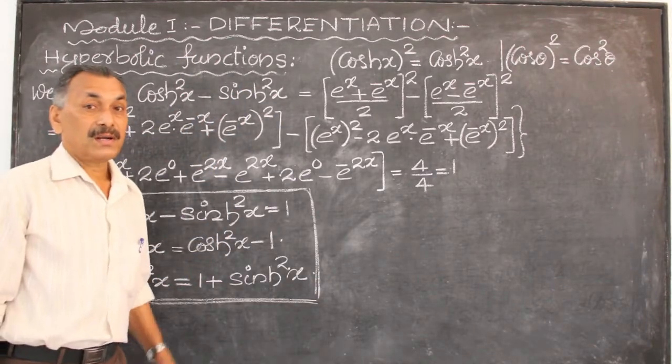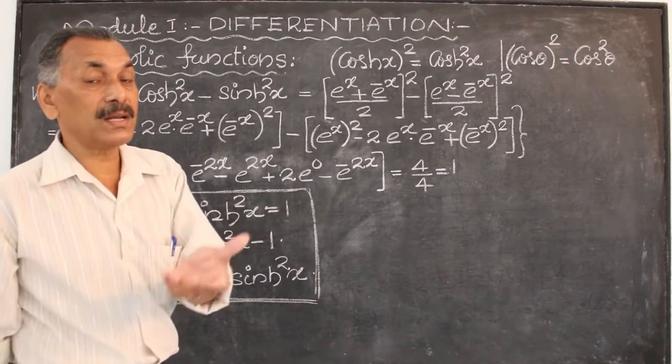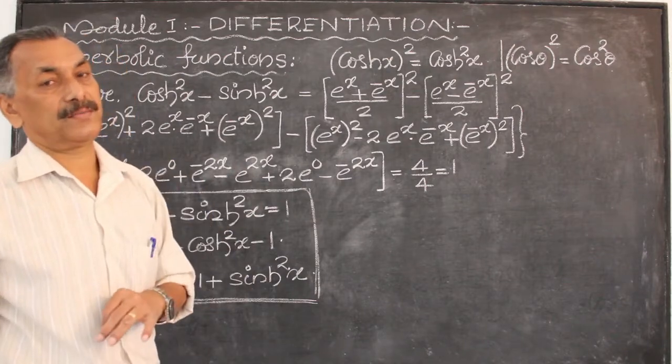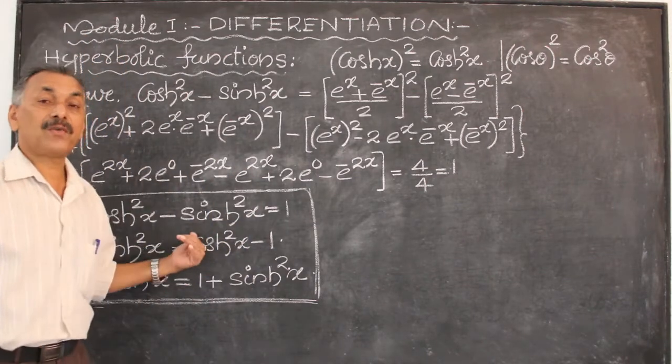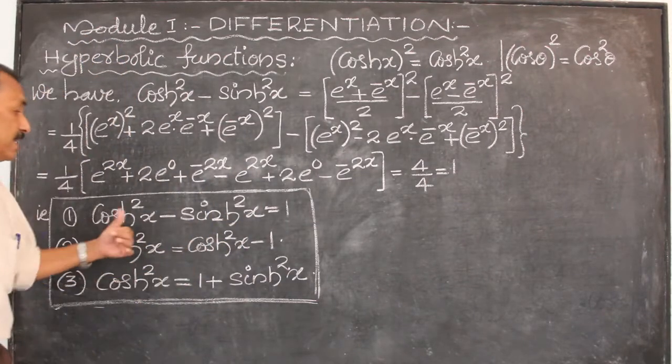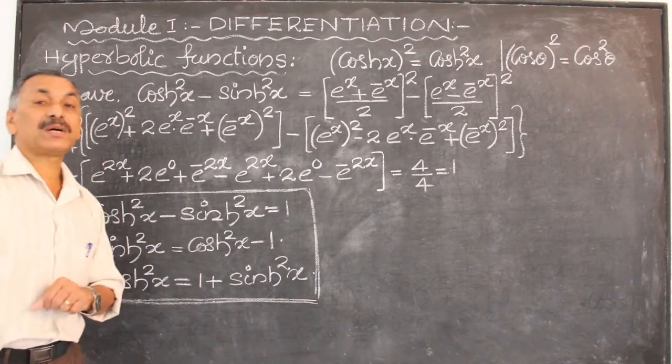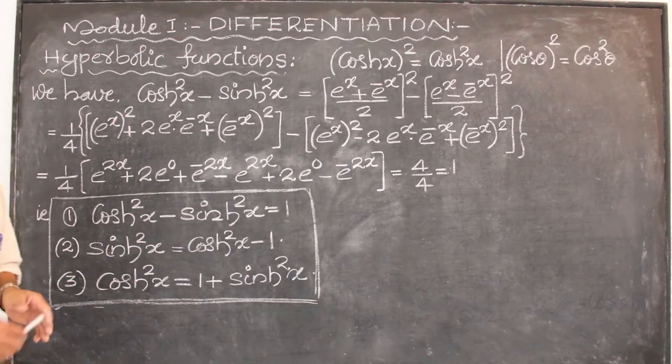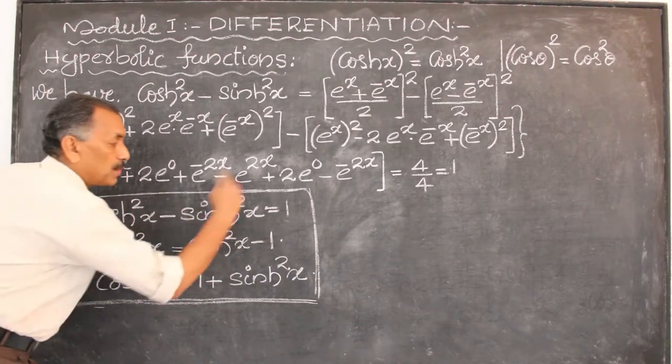In the case of trigonometric functions, we have cos square theta plus sin square theta is equal to 1. In the case of hyperbolic functions, we have cos h square x minus sin h square x is equal to 1. Okay? Then what is sin h square x?